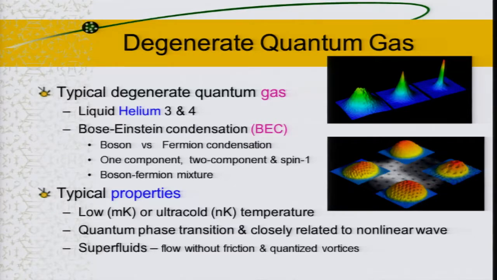They are also closely related to nonlinear waves, like in optics, and they relate to superfluids. This kind of fluid flows without friction, and a typical signature is that they support quantized vortices, like in superconductors, and recently people have used it to study cosmology.